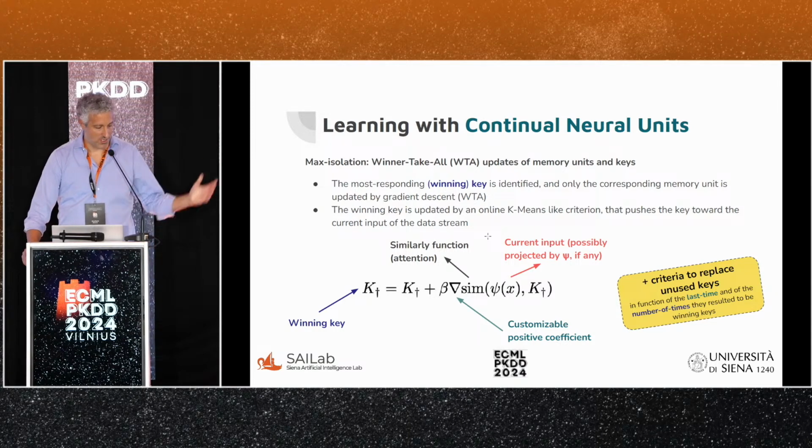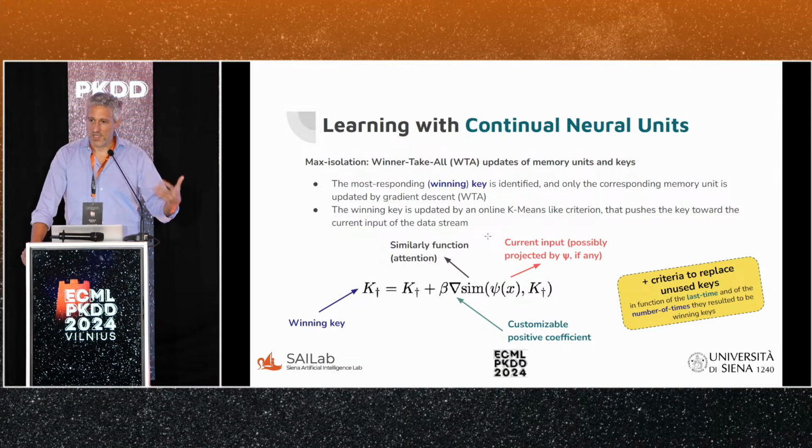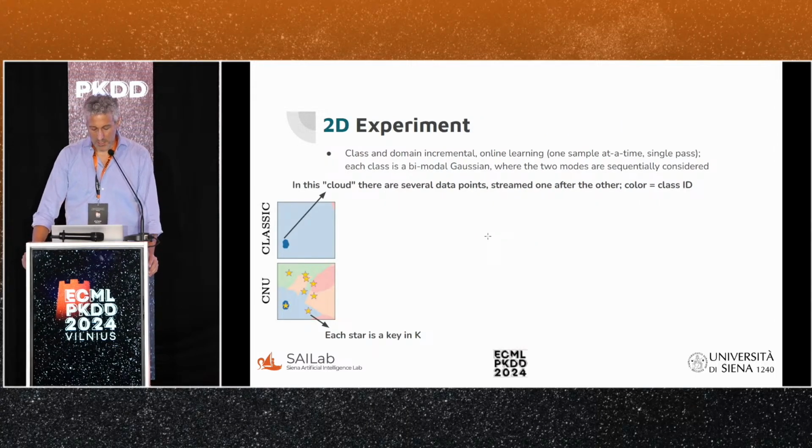Plus, you see that yellow box over there, there are many criteria that we use to replace keys that are not used over time. I'm not going into this. You should check the paper. There are many details. Let's have a look at a toy experiment to visualize what happens with continual neural units.